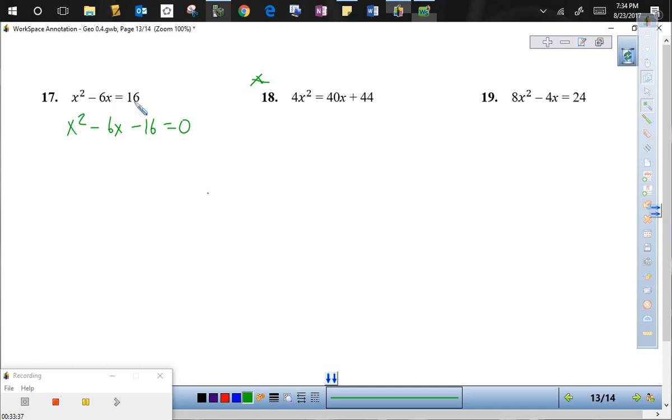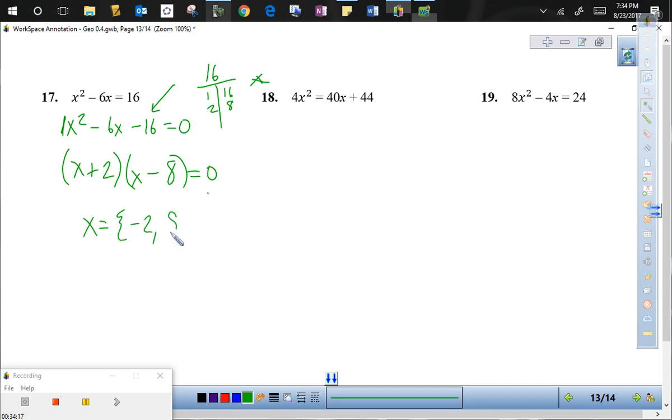This here you don't have to take a times c, because a is 1 here. This is easy factoring. We're going to have an x and an x equal to 0. We just have to decide what this means. We're looking at the factors of 16 that have a difference of 6. Okay, so here we've got 1 and 16. That doesn't work. 2 and 8. That one works. Okay, so 2 and 8, but we need the signs to be different, and the negative goes with the larger number. So I've got two solutions, negative 2 and positive 8.